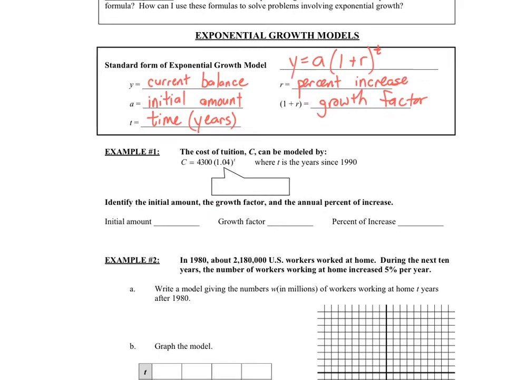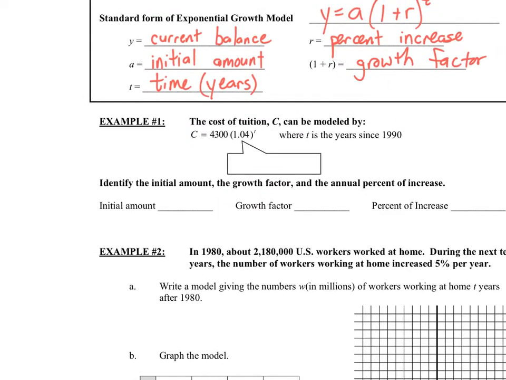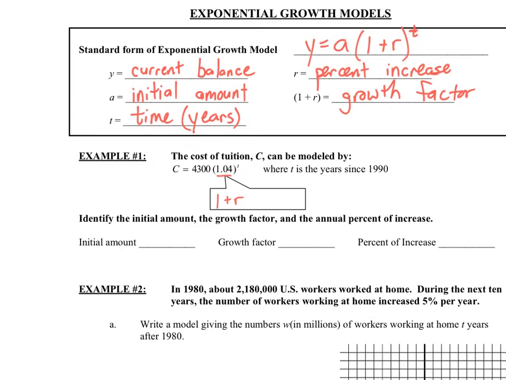So if you look at example 1, it says the cost of tuition C can be modeled by C equals 4,300 times 1.04 to the t power. So right here, this 1.04 is really the 1 plus r part that comes from the equation above. So if 1 plus r is 1.04, that means r equals 0.04, right?